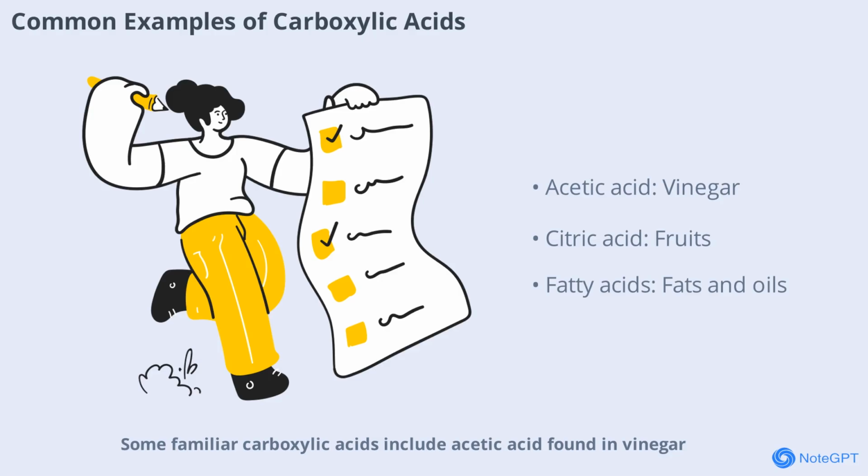Familiar carboxylic acids include acetic acid, found in vinegar, and citric acid, abundant in citrus fruits. Formic acid is present in ant stings, while lactic acid is produced in muscles during intense exercise. Fatty acids, which are long-chain carboxylic acids, are essential components of fats and oils. These examples show how carboxylic acids are woven into the fabric of life and industry.